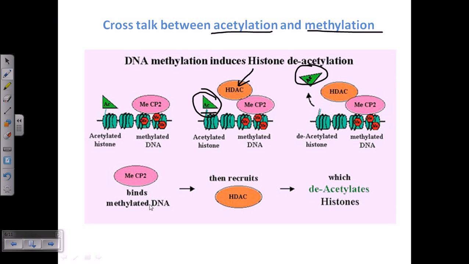easiness. So we have this binding of methyl DNA, then recruitment of HDAC, and then deacetylation of the histone. So this is a crosstalk between acetylation and methylation.